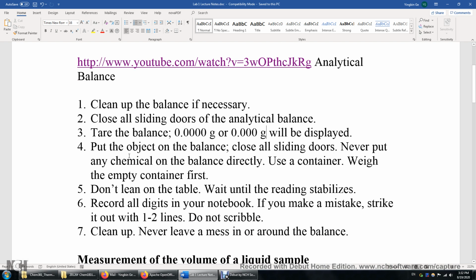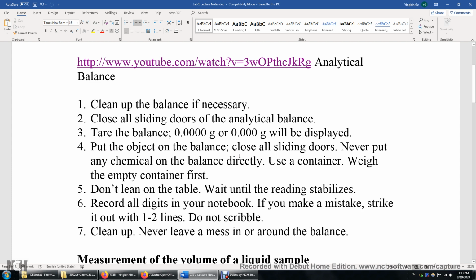There are several important points. First, make sure the balance is clean. Second, close all sliding doors of the analytical balance before your measurement. This is to avoid the wind or disturbance of air. Third, tare the balance. You may see 0.000 grams or even one more zero. Both are fine. Fourth, put the object on the balance and then close all sliding doors again.